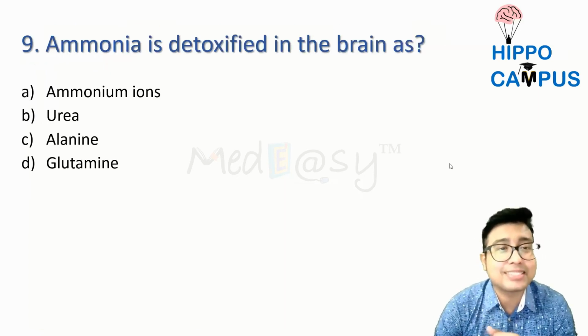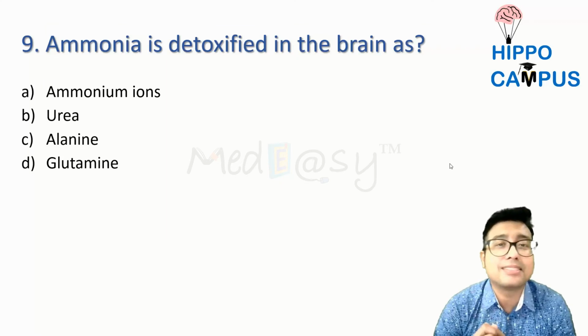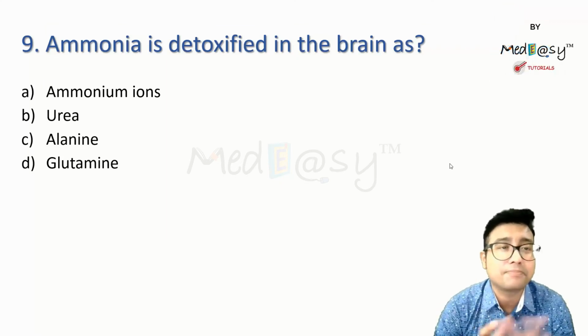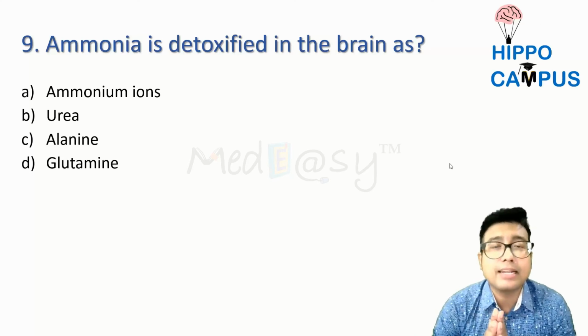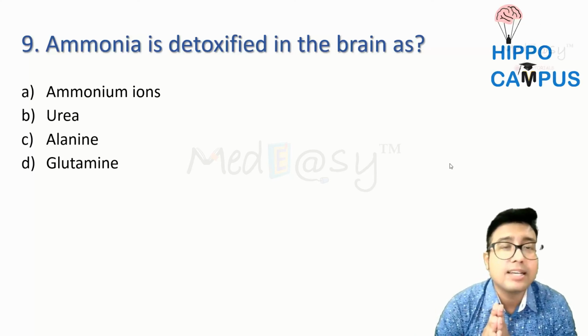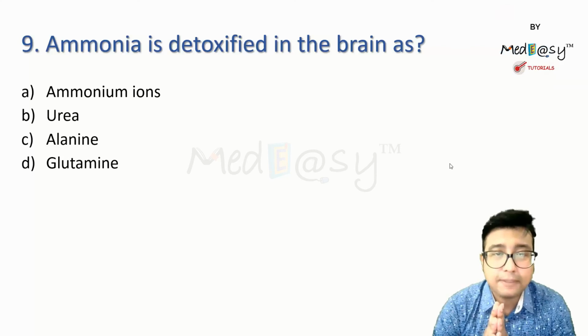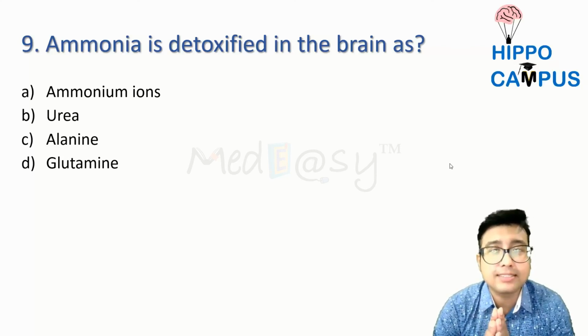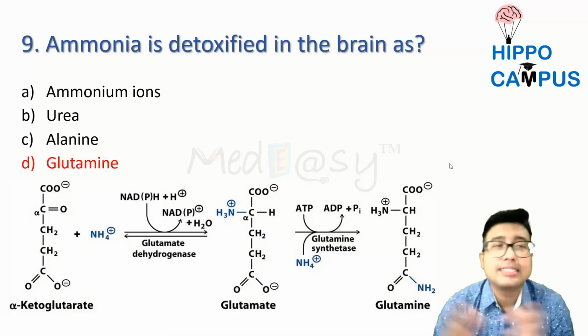Moving on to the next question and the last question from biochemistry in this year's AIIMS June PG exam. Ammonia is detoxified in brain as: ammonium ion, urea, alanine, and option D, glutamine. So what's the correct answer? Of course, the correct answer is D, glutamine.